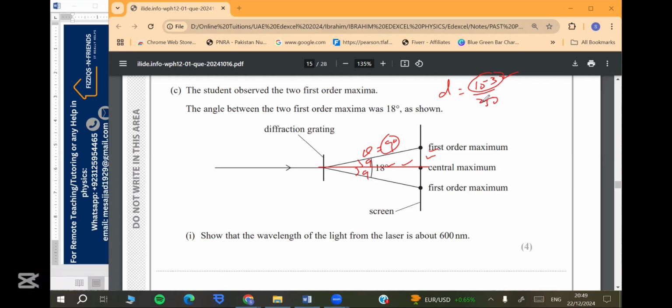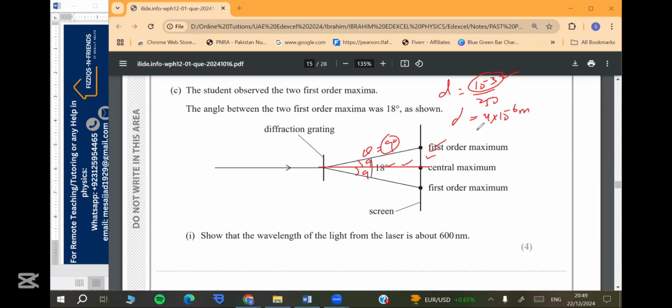If 800 lines per mm, just write 10 raised to the power minus 3 over 800. And if the lines are number of lines per meter, you will just write 1 over 250. Okay, no 10 raised to the power minus 3, remember that. So this is your d. And finally, the answer for this will be 4 into 10 raised to the power minus 6 meters.